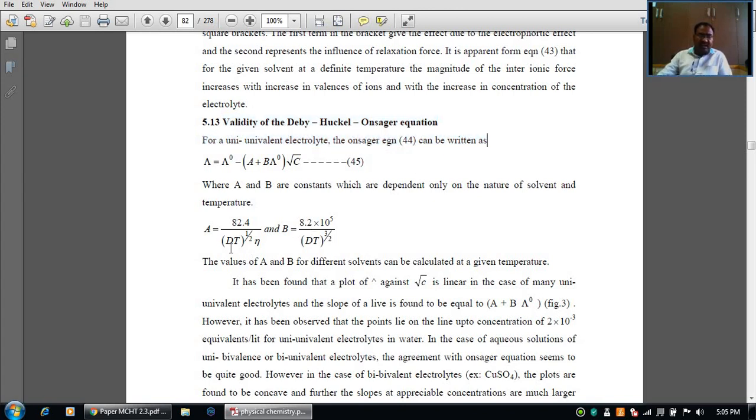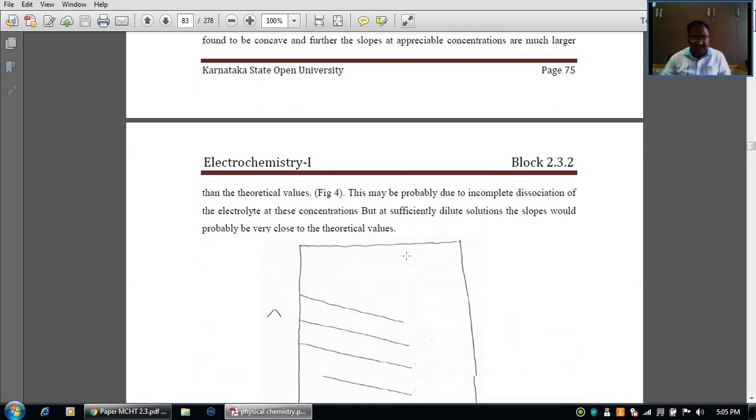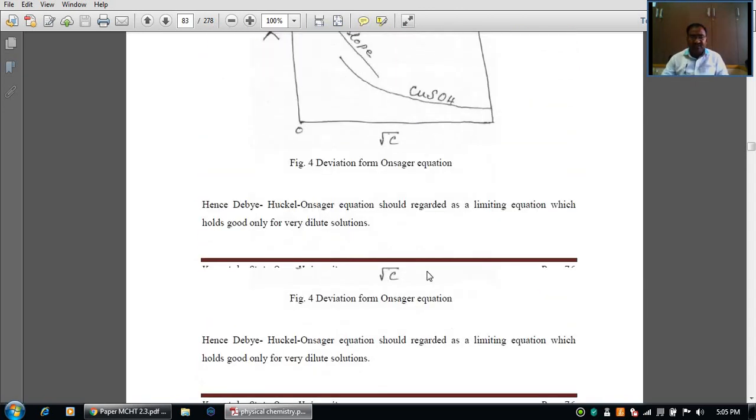What are A and B? Just we solve for A and B. This is the validity of the Debye-Huckel-Onsager equation. Okay, the chances are less.